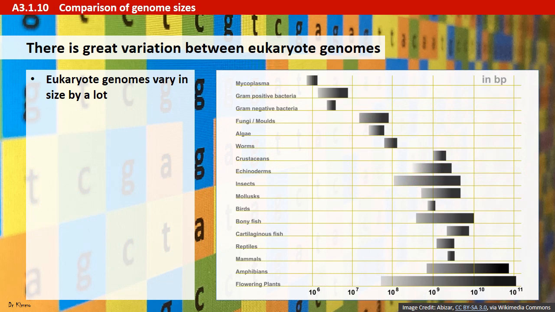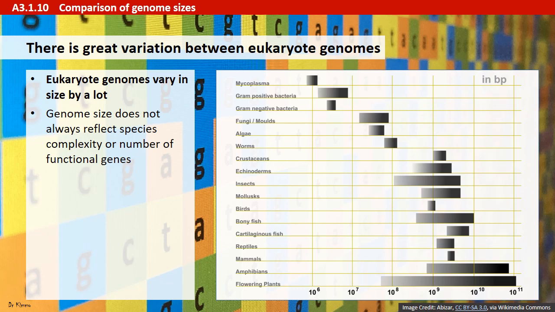Eukaryote genomes vary in size by a lot. Genome size does not always reflect species complexity or even the number of functional genes. So it's a bit like the number of chromosomes does not always reflect the complexity of a species. When you study the graph on the right, pay attention to the x-axis where the scale is logarithmic.